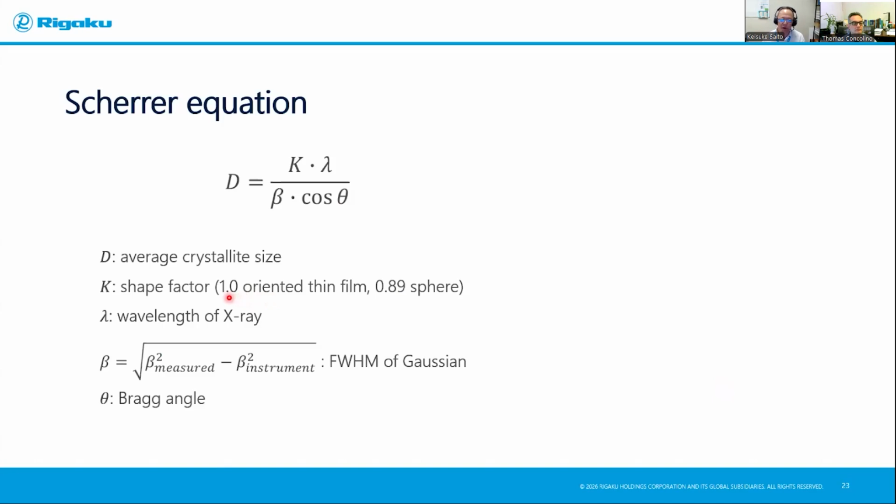For powder, or if you check AI or Google, right? The people typically use 0.9, but this is an assumption, right? This assumes your crystallite is a spherical shape and randomly oriented. And beta, also we have 2 different definitions.